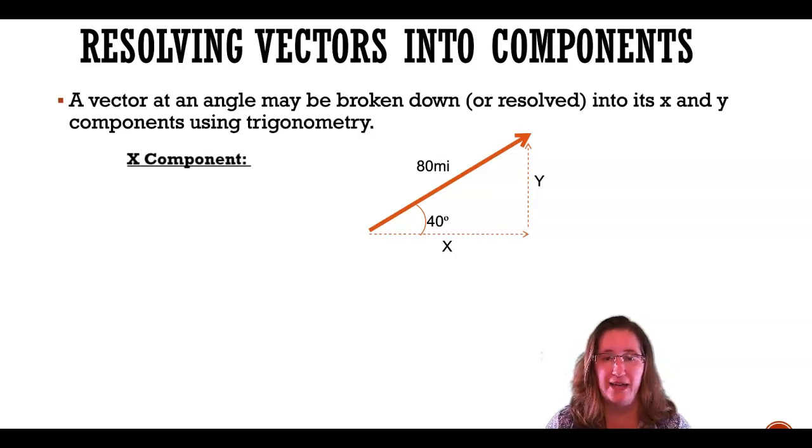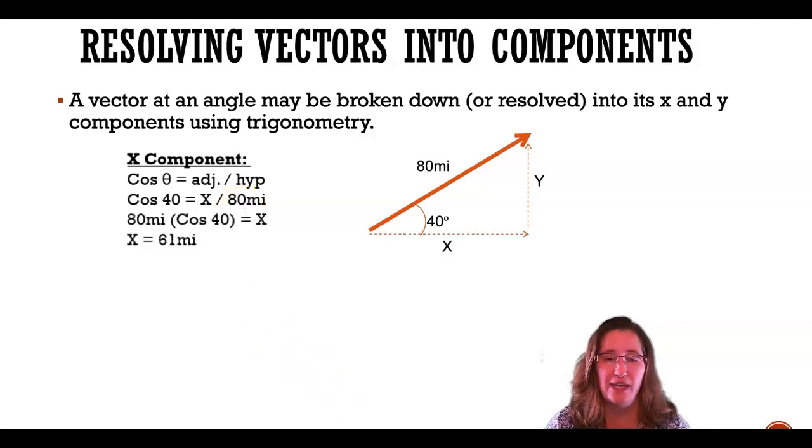If I want to find the x component for this triangle, I know that I have the hypotenuse and I have an angle, and that this x would be adjacent to this angle, where the y would be opposite the angle. So when we talk about trig functions, we're going to say the cosine is the adjacent over the hypotenuse. Since I'm looking for x here, I'm going to say the cosine of 40 is the adjacent x over the hypotenuse of 80. So when I do that out, I'm going to find x, in this case, is 61 miles.